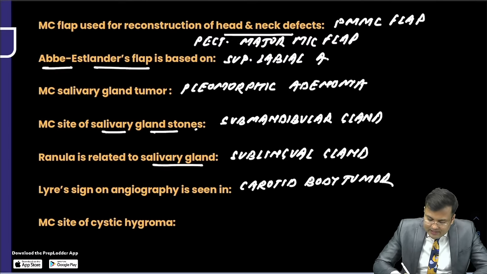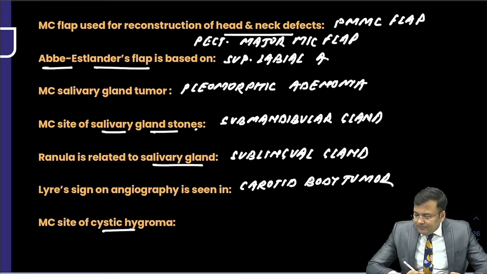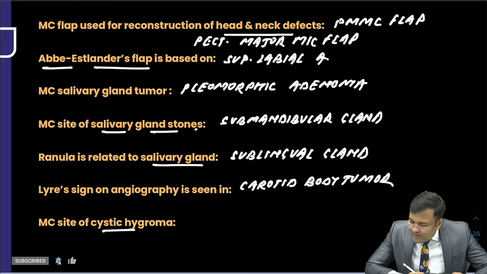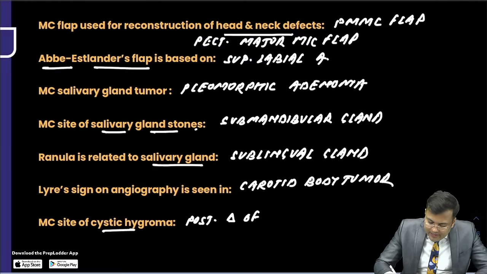Next question. Most common site of cystic hygroma. There is a swelling here. Cystic hygroma is usually congenital. Posterior triangle. Very good, Smaran. It is the posterior triangle of neck.